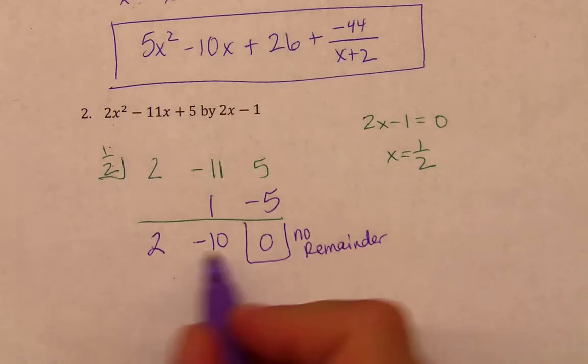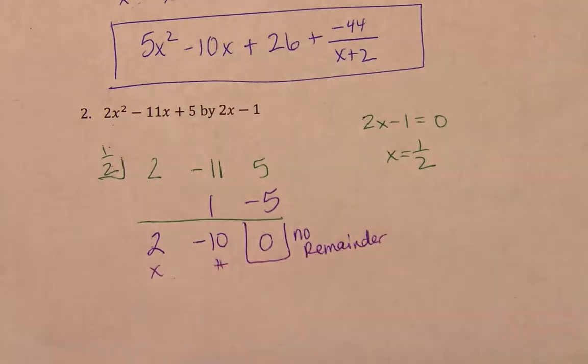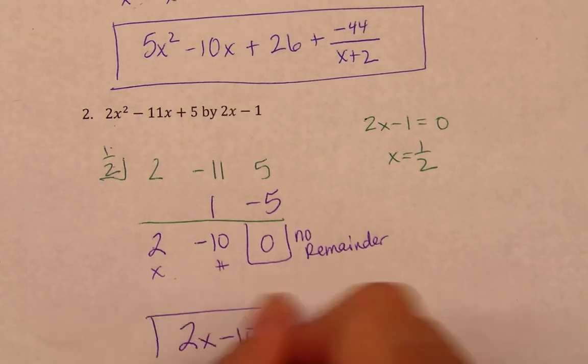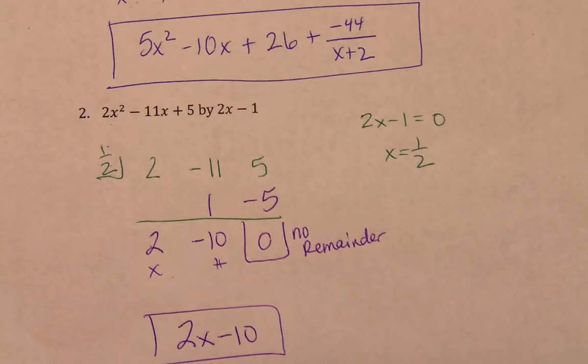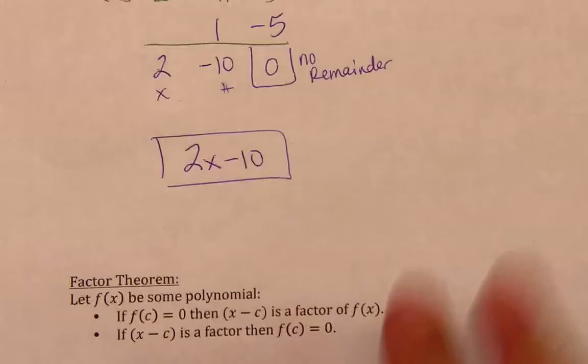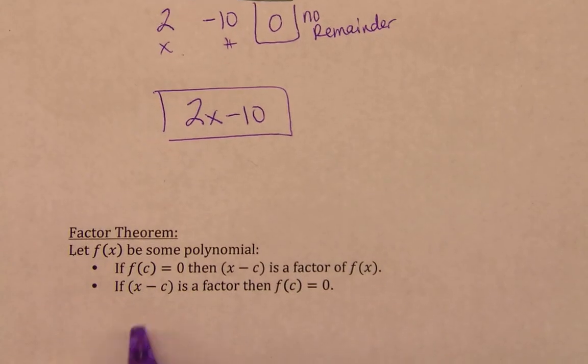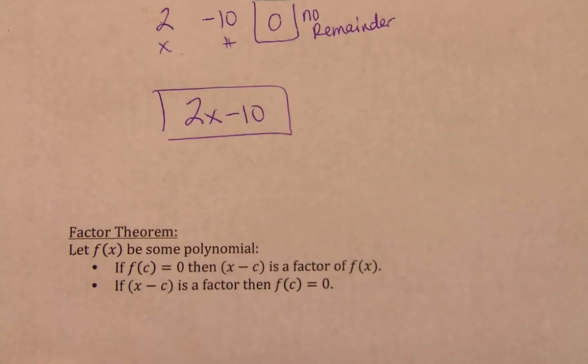So what that means then is this is my number, this is my x. We have no further terms, so there's no x squared. So my answer then is 2x minus 10. And that's it. At the bottom here we have what's called the factor theorem, and this will be useful for us in the next couple sections, so you want to make sure you remember this.